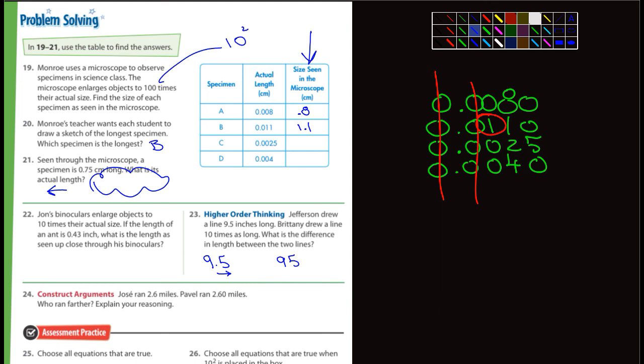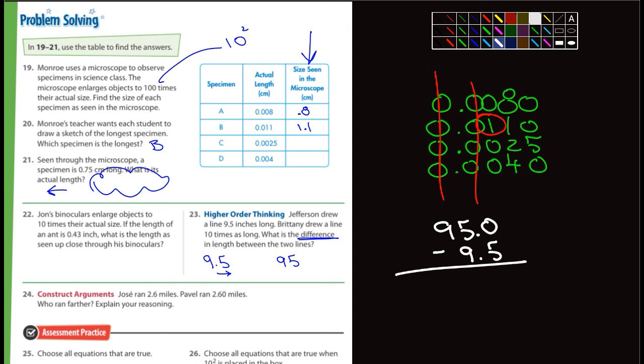And now they're asking, what's the difference? Well, whenever we talk about difference, we're talking about subtraction. So it's going to be 95, and we're subtracting 9.5. And I can put a decimal there and put a little placeholder 0, because you always got to keep your decimals lined up when you're adding and subtracting. And I'll let you guys figure out what that answer would be.